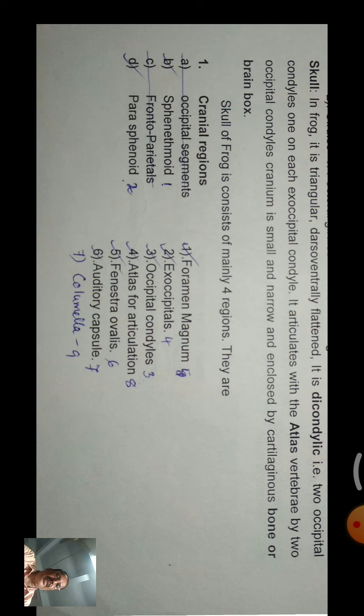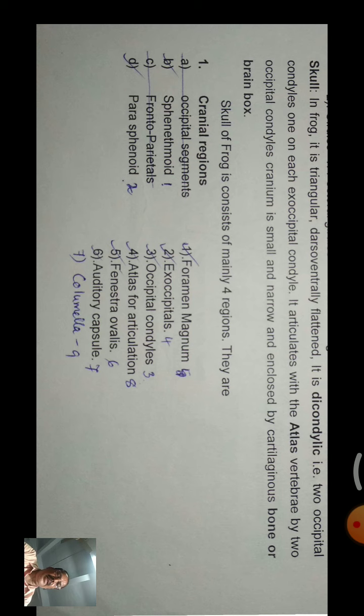The skull of frog consists of mainly four regions as follows. First one, cranial region. The cranial region consists of sphenoethmoid, parasphenoid, foramen magnum, exoccipitals, occipital condyles, atlas for articulation, fenestra ovalis, auditory capsule, columella.